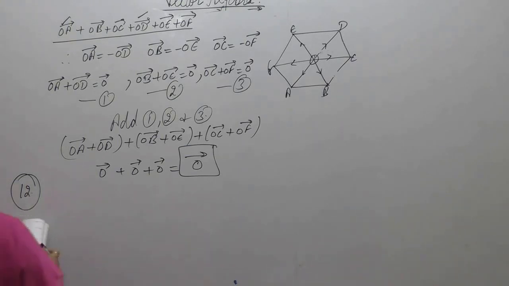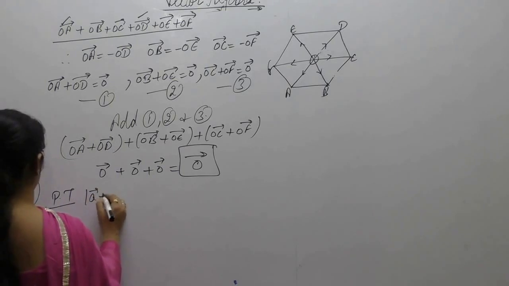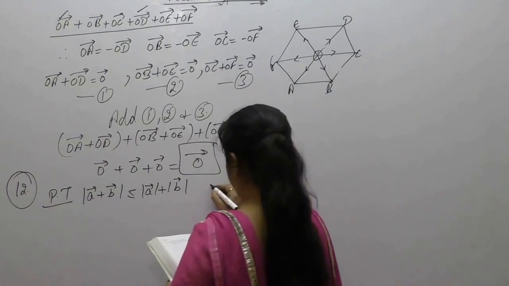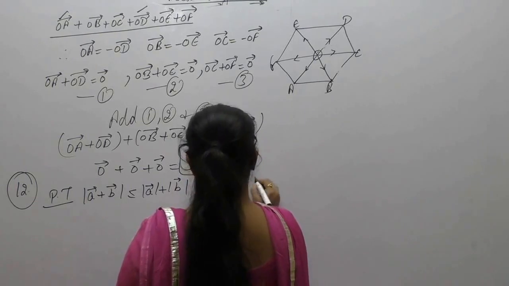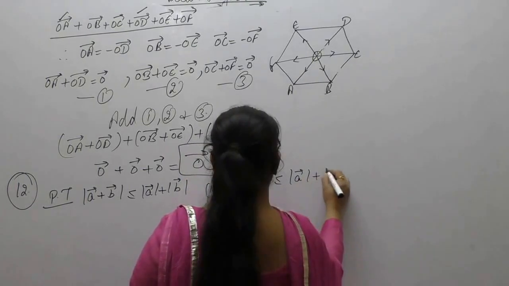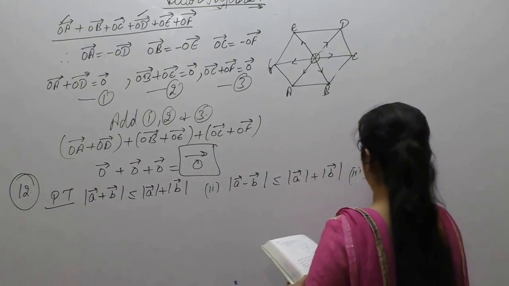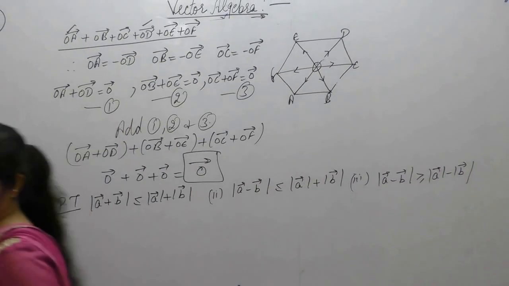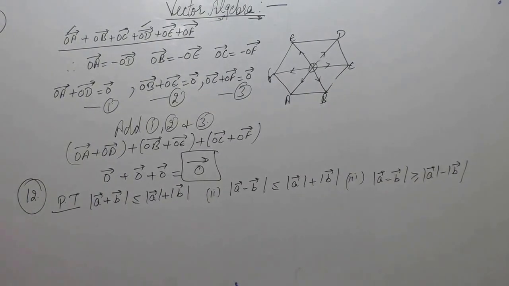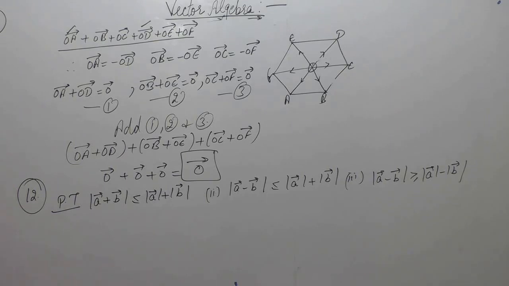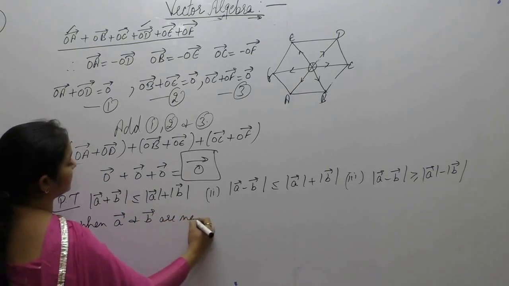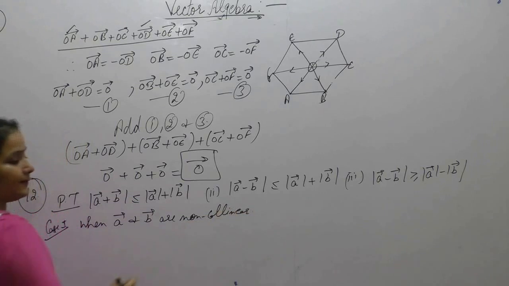For any two vectors A vector and B vector, prove that modulus of A minus B vector is less than or equal to modulus of A plus B vector, and modulus of A plus B vector is less than or equal to this. When A vector and B vector are non-collinear, it means they do not lie in the same line.